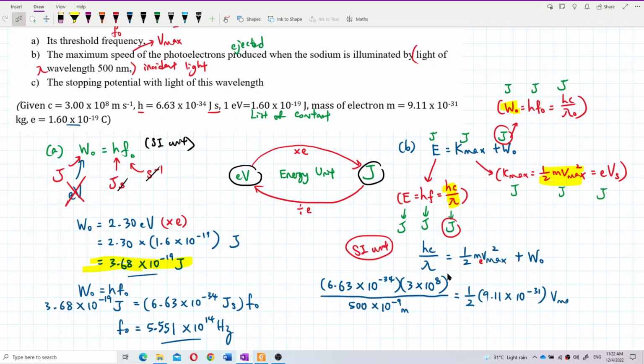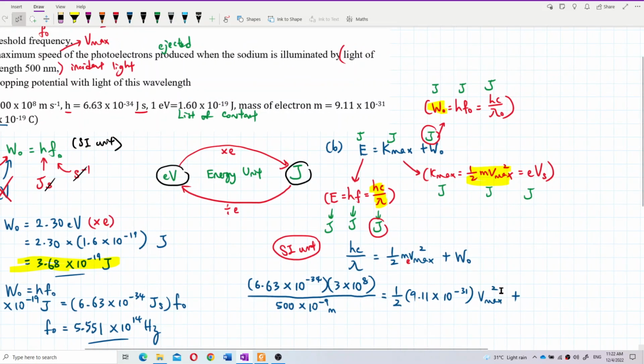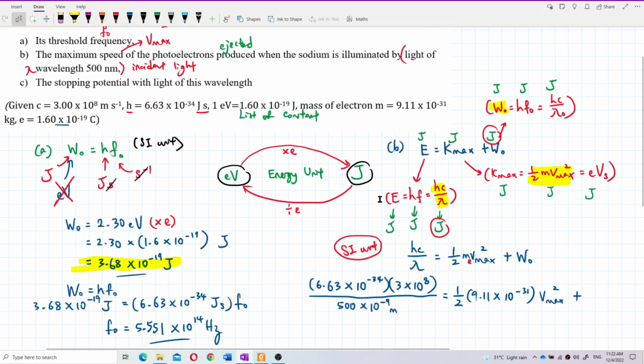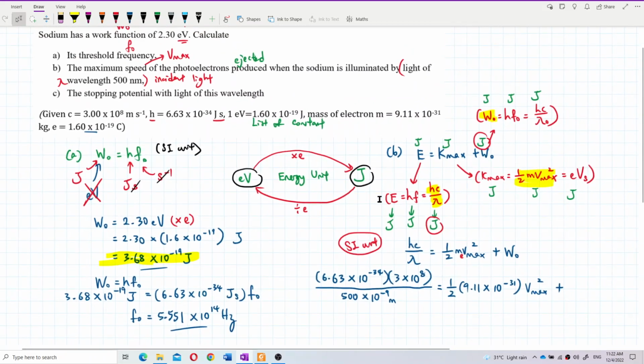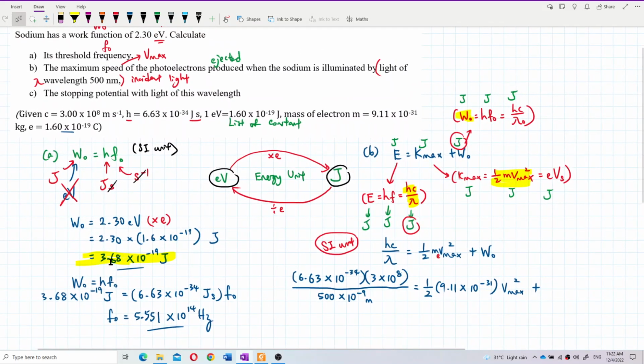Then Vmax. We want to calculate the Vmax. And don't forget the square, you have a square here. And then the work function. What's the work function? Work function is 3.68 exponent negative 19.